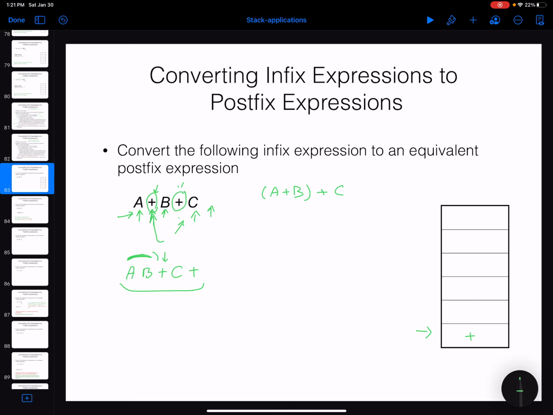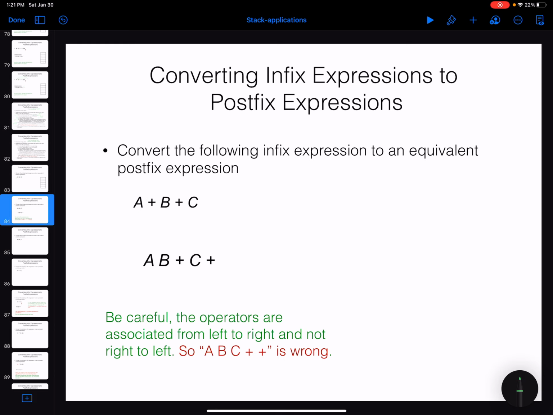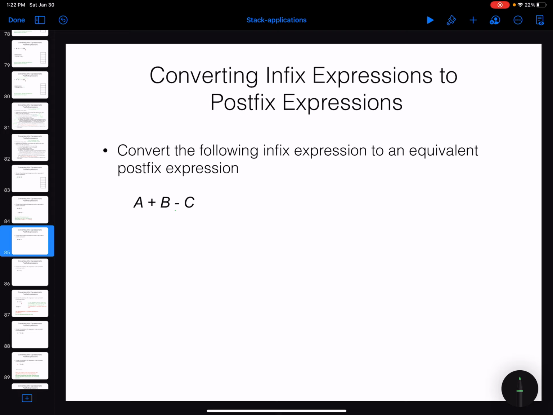So now you can see that, okay, it's just telling you that this is the correct output, not this one. If you see an infix expression like this, the correct postfix expression is this one, which means that A and B will be added together first. The result will be added to C. This is important for me when you see that the operators here are of the same precedence, but they are different. One of them is plus, the other one is minus.